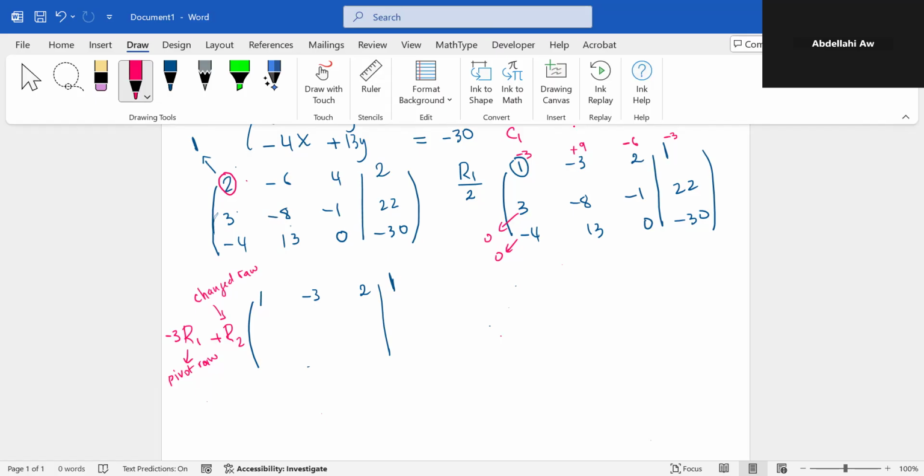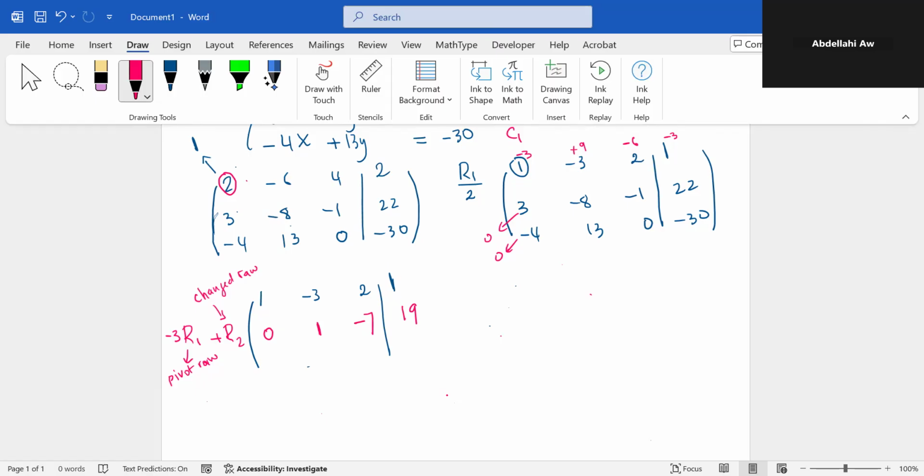3 plus -3 is 0, right? 9 plus -8 is 1. And that's a good number to get, 1 here. We're going to see it in a minute. -6 plus -1 is -7. And then -3 plus 22 is 19. Right? Okay, so now we focus on the -4.